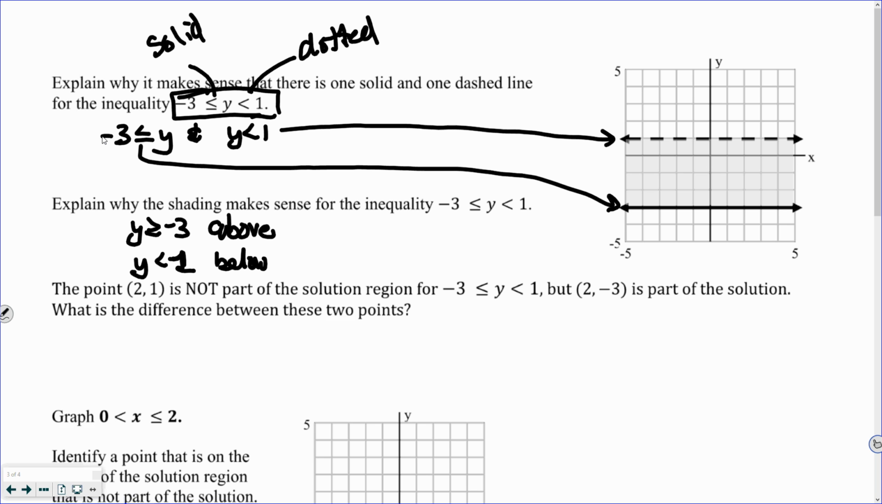Okay, so it says the point (2, 1) is not part of the solution for this compound inequality, but (2, -3) is. What's the difference? Well, we'll use the red marker for this. So at (2, 1), why doesn't that work? Because this is a point on the dotted line.